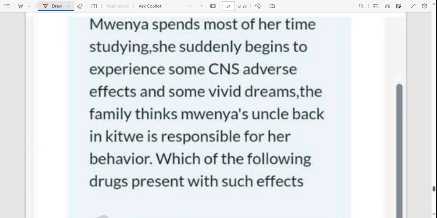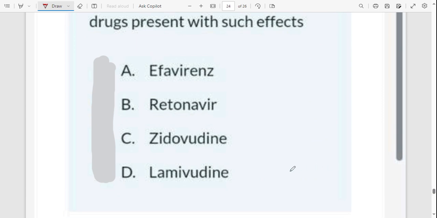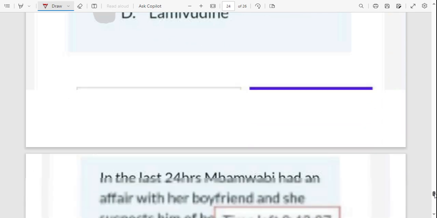Mwenya spends most of her time studying. She suddenly begins to experience some central nervous system adverse effects and some vivid dreams. The family thinks Mwenya's uncle back in Kitwe is responsible for her behavior. Which of the following drugs is associated with such effects? Now, these are drugs for HIV, and the one which has the effect of problems in the central nervous system and vivid dreams is efavirenz. So that is the HIV drug.